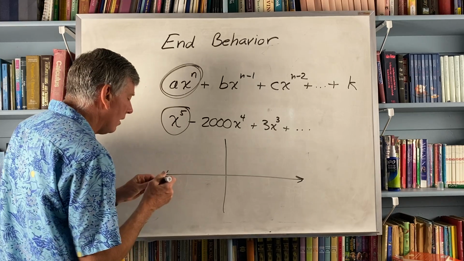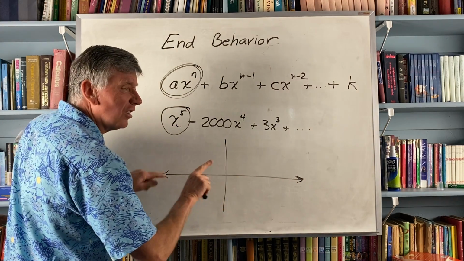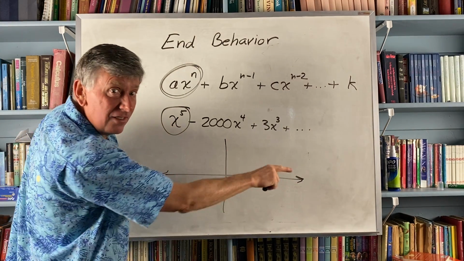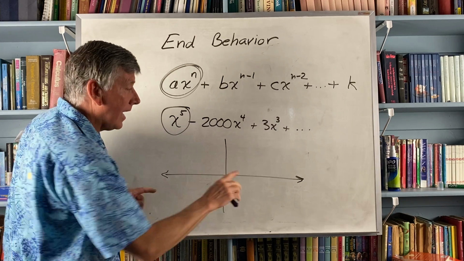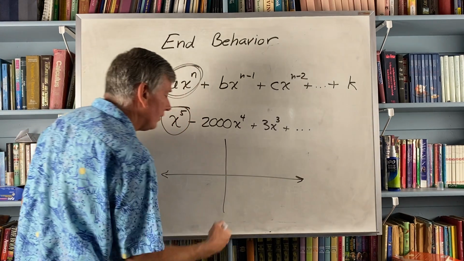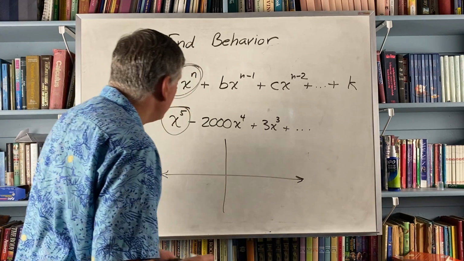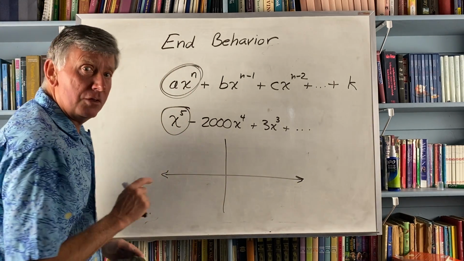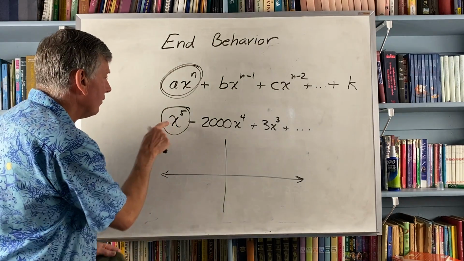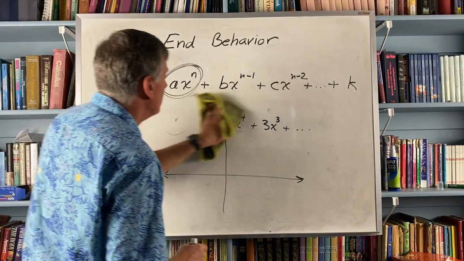We're talking about what happens to this function out at the extremes, where x gets very large positively or very large negatively. So always when we do end behavior, we look at that very first term.